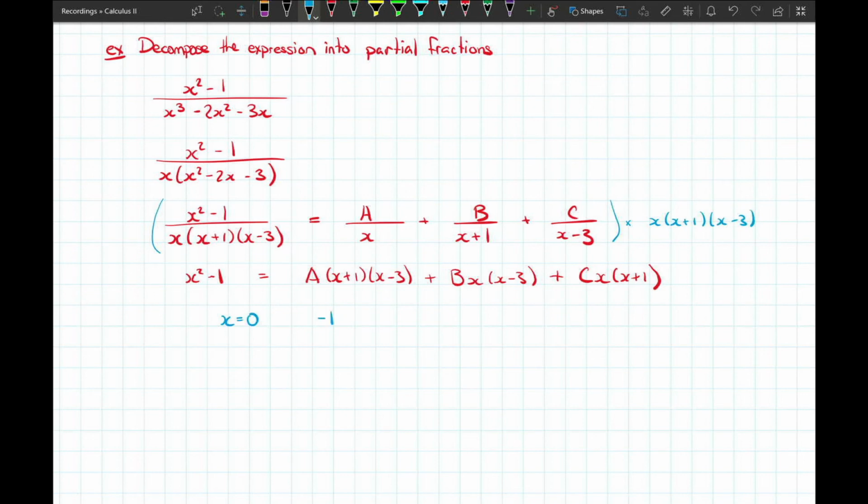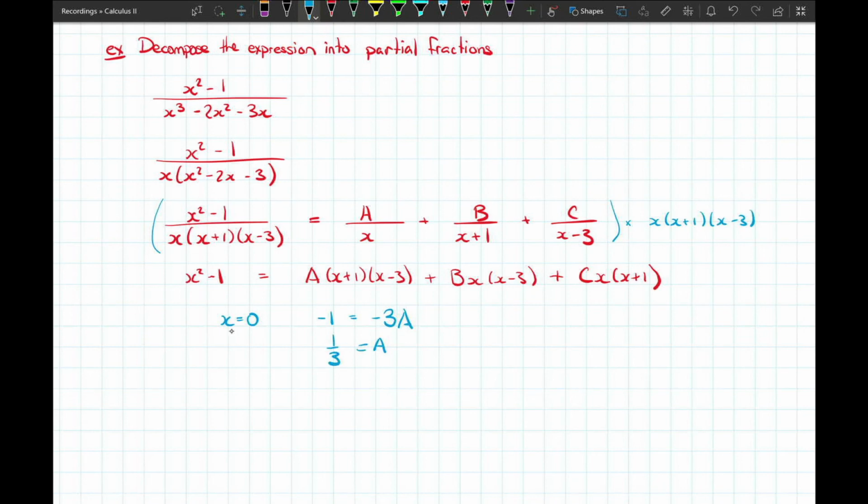I'll plug that in and see what equation I get as a result. On the left-hand side, I have negative 1. On the right-hand side, I have a times 0 plus 1 times 0 minus 3. Well, that's 1 times negative 3, so that's just negative 3a. Plus, when I plug 0 into the second term here, I'll have b times 0, and that term ends up becoming 0. And when I plug 0 in for x in the last term here, I also have 0, and I simply have negative 1 equals negative 3a. So that tells me that a is in fact just equal to 1/3.